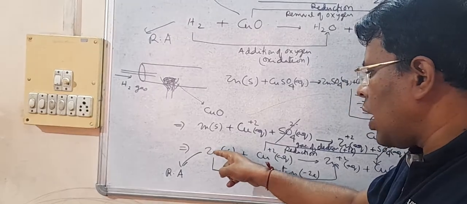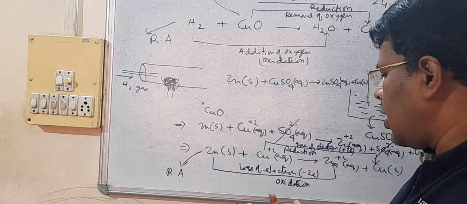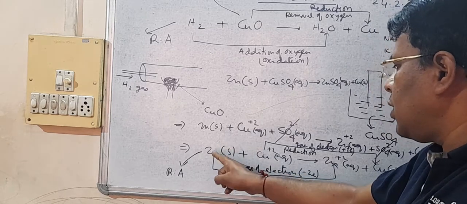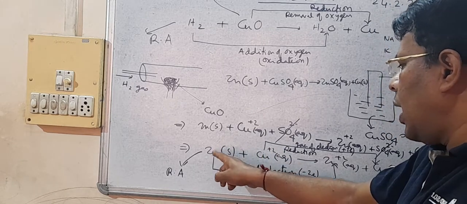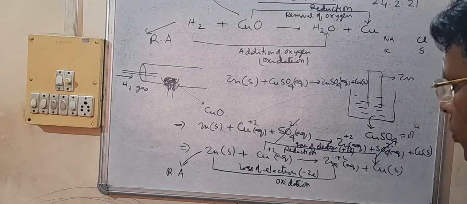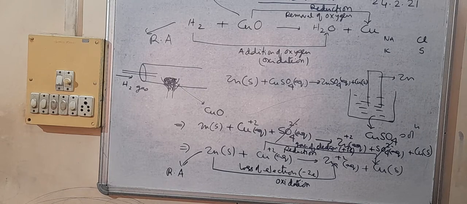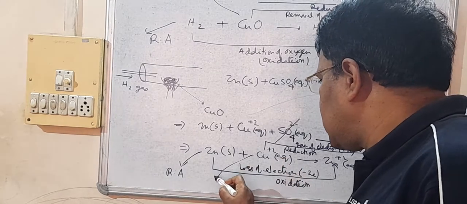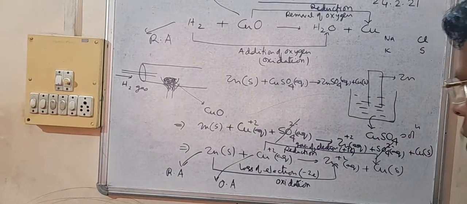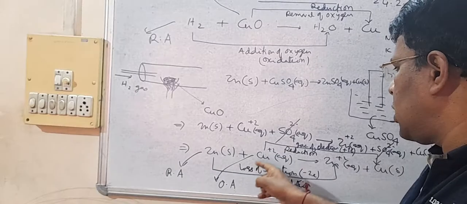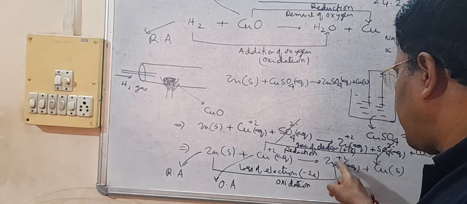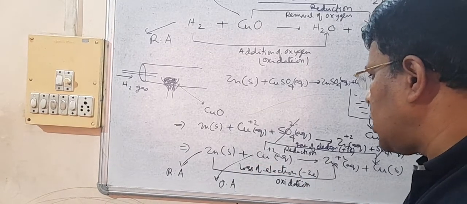A reducing agent, after carrying out reduction, gets oxidized. So you see, we can say zinc reduces Cu2+ and itself gets oxidized to Zn2+. Similarly, Cu2+ is the oxidizing agent here. Cu2+ helps in the oxidation. This one is oxidation. And what is an oxidizing agent?